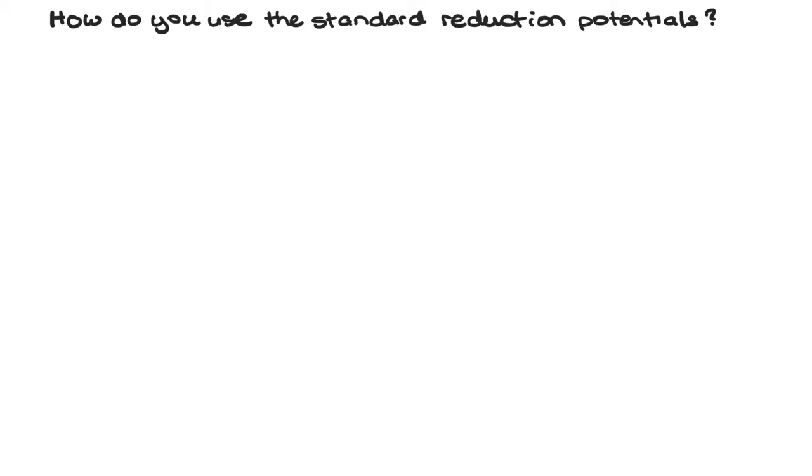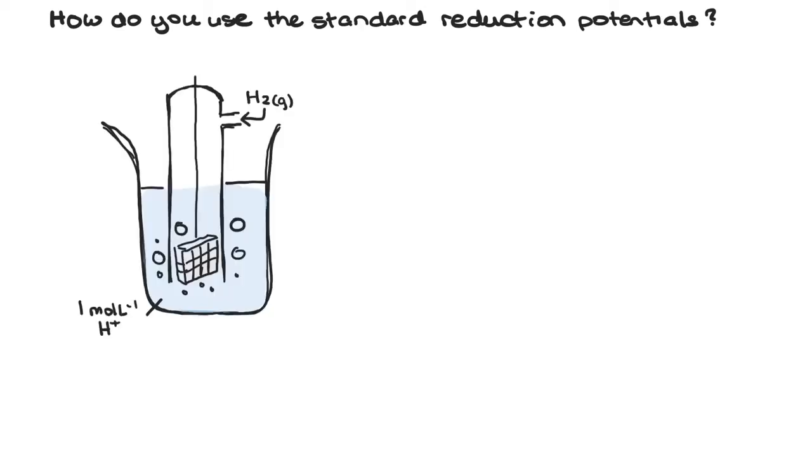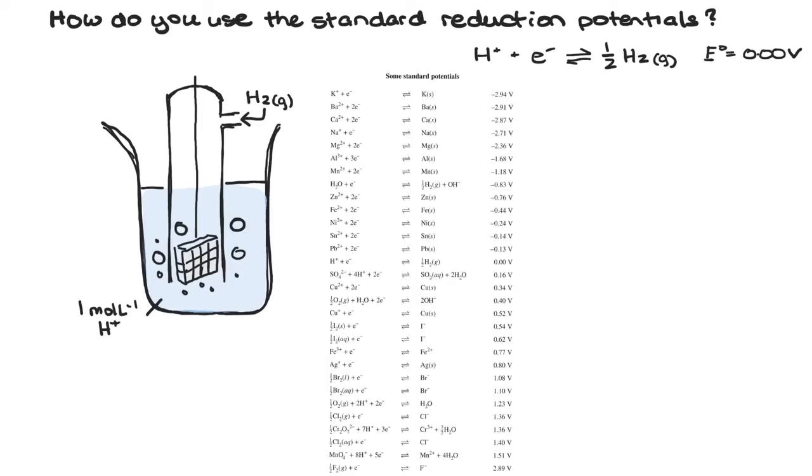So how do you use these standard reduction potentials? Remembering that half cells are measured against reference cells, this being the hydrogen half cell, which has been given a standard electrode potential of 0 volts. But that's not really true, but it's our reference. Using this, they have developed standard reduction half reactions at standard temperature and pressure.